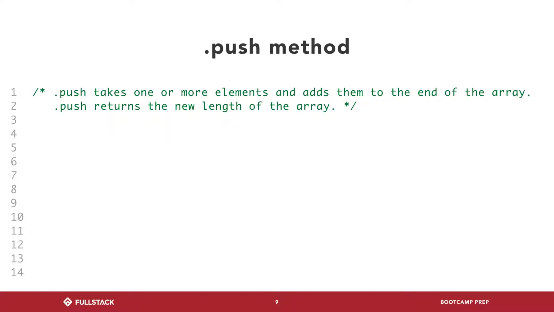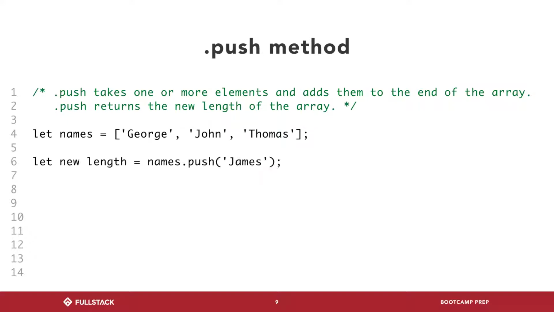The next one is push. This is a way to add something to the end of an array. If I have an array called names, I do names dot push James. That will add James into my names array.